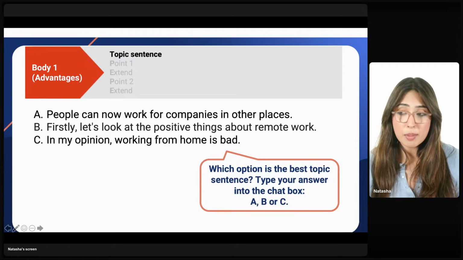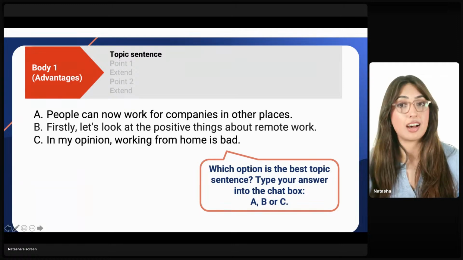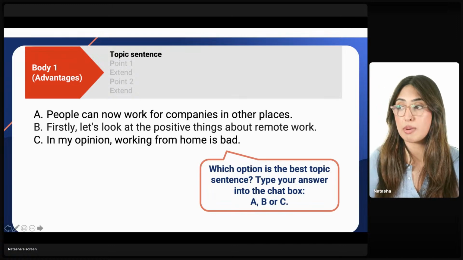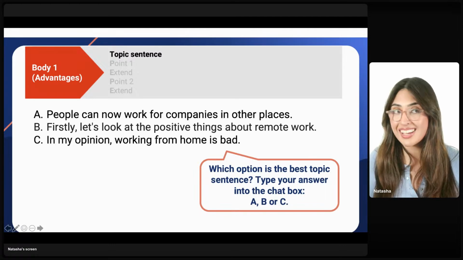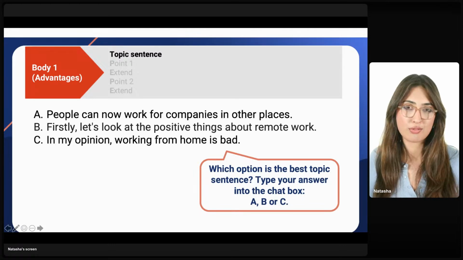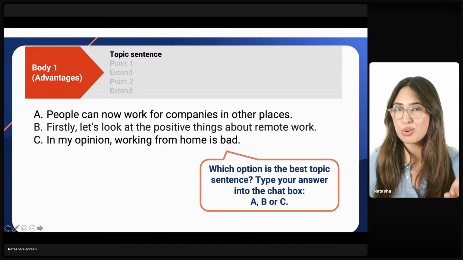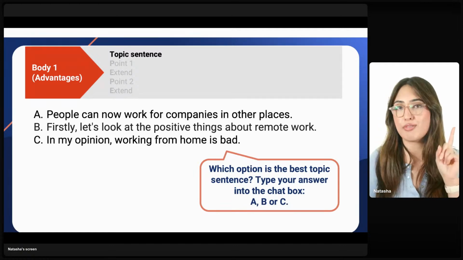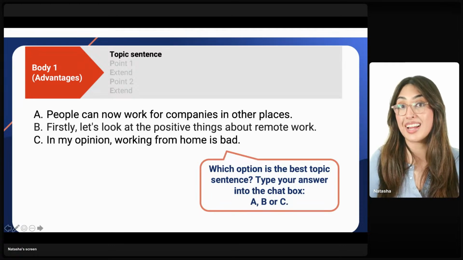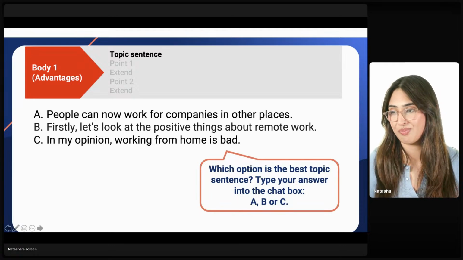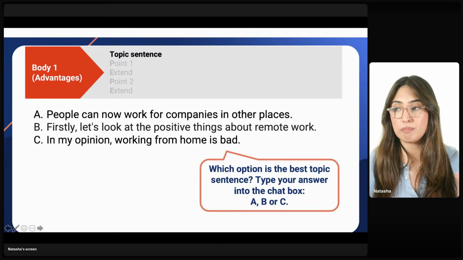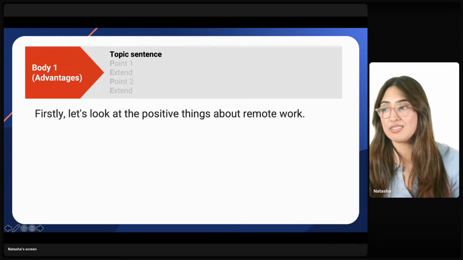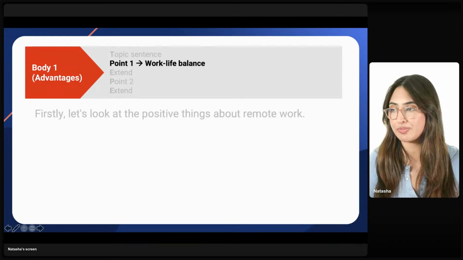A, people can now work for companies in other places. B, firstly, let's look at the positive things about remote work. Or C, in my opinion, working from home is bad. Which one of these options is best as a topic sentence for my first body paragraph where I'm outlining the advantages? If you chose option B, you are correct. Firstly, let's look at the positive things about remote work.